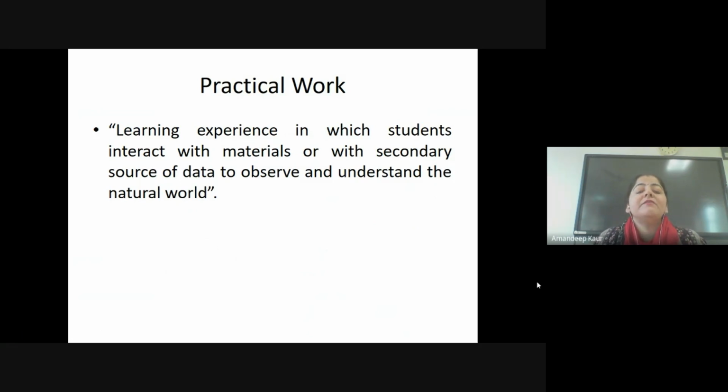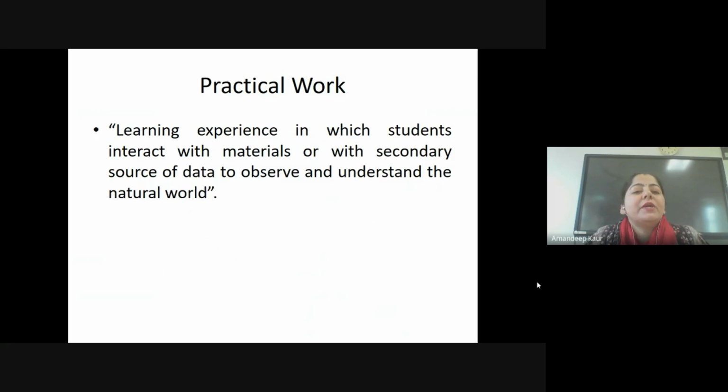In a laboratory environment, when the students are interacting with the materials, with the resources or with the machinery and equipment available in laboratory practices or in the workshop area, or with the secondary sources of data to observe and understand the natural world.